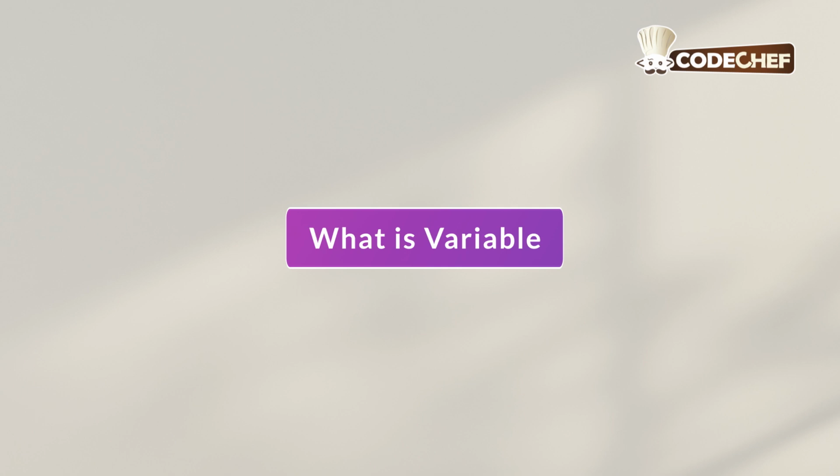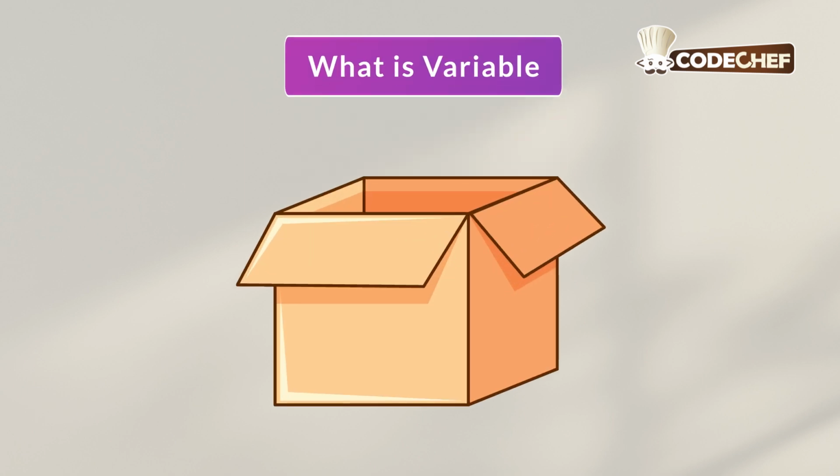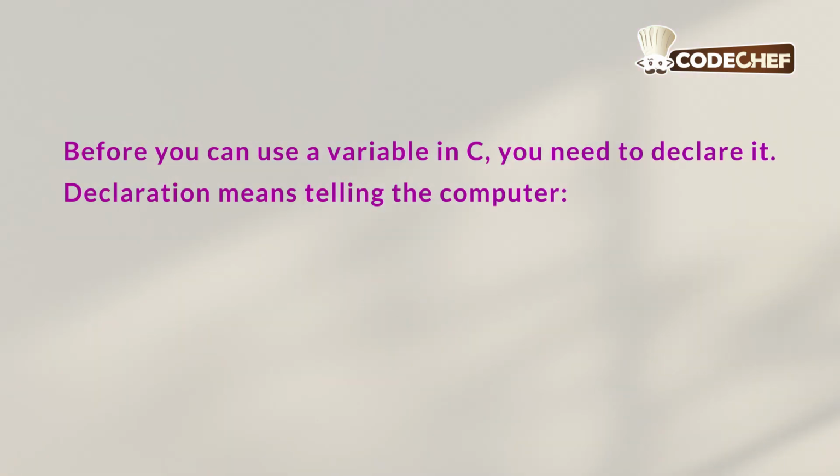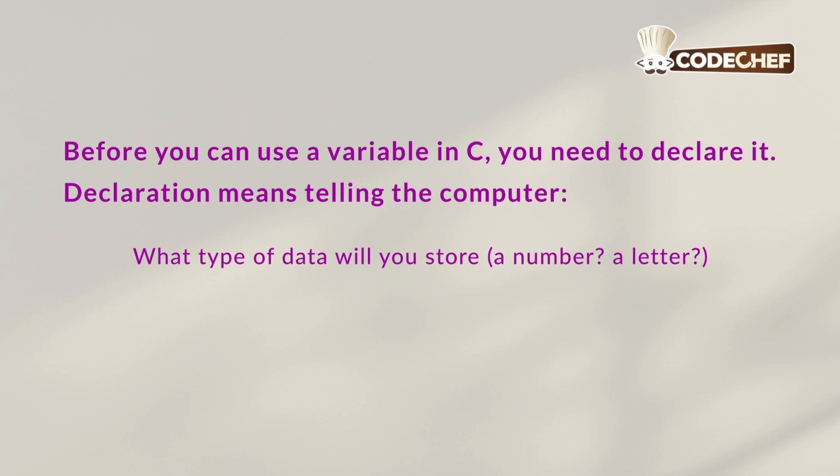What exactly is a variable? Imagine you have a box where you can store something, maybe a number, a letter, or any piece of information. In programming, we call that box a variable. The value you store inside is your data. The name you give the box is called an identifier. Before you can use a variable in C, you need to declare it. Declaration means telling the computer what type of data you will store, a number or a letter, and what name you're giving to this variable.